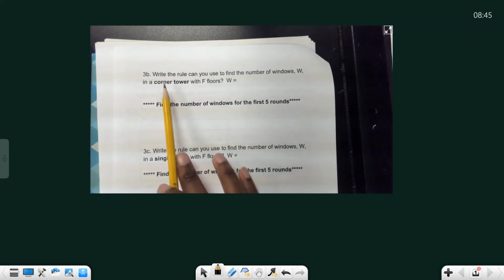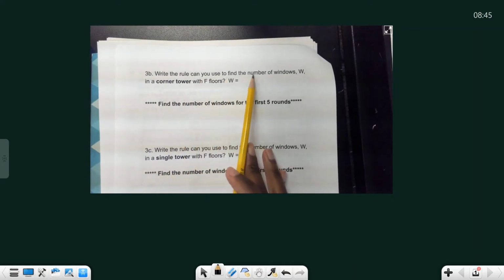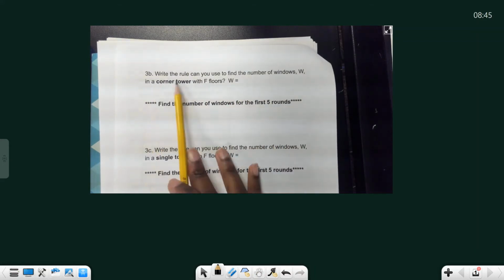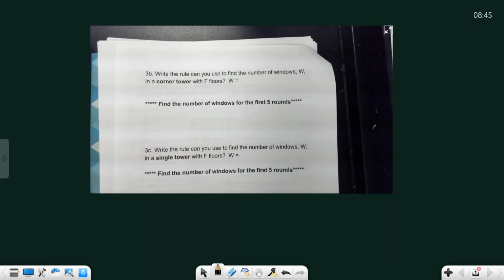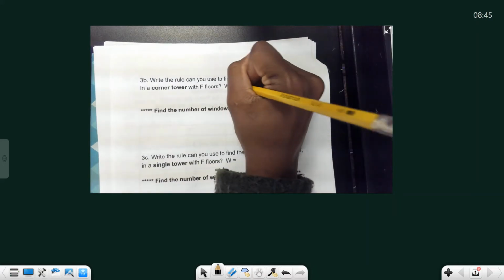3B. Write the rule you can use to find the number of windows W in a corner tower with F floors. So, again, the hint to remember: a square is one more than a corner, or a corner is one less than a square. So, if we just said a square is W equals floor times 8 plus 4, then the corner expression is going to be what, Elena? Correct. Floor times 8 plus 3.